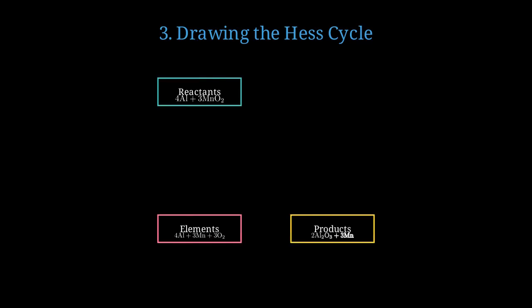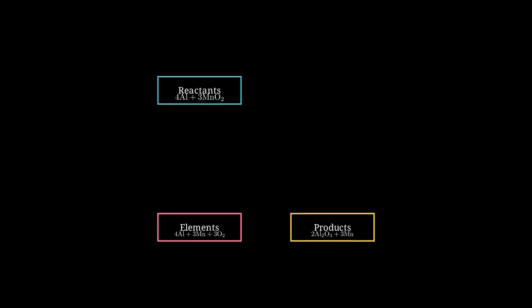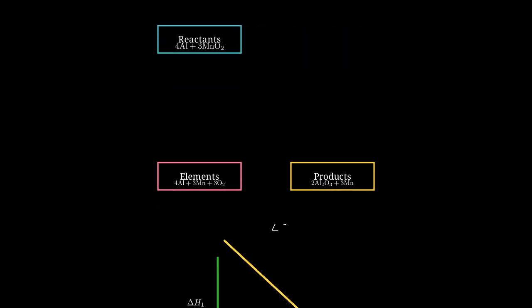Now let's draw the Hess cycle to visualize the energy pathways. Our Hess cycle has 3 levels: the reactants at the top, the elements in their standard states at the bottom left, and the products at the bottom right. We have 3 arrows: delta H1 going down, representing decomposition of reactants to elements, delta H2 going right, representing formation of products from elements, and delta H reaction going diagonally, representing the direct reaction pathway.